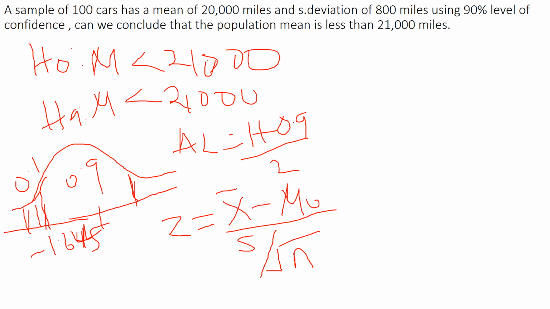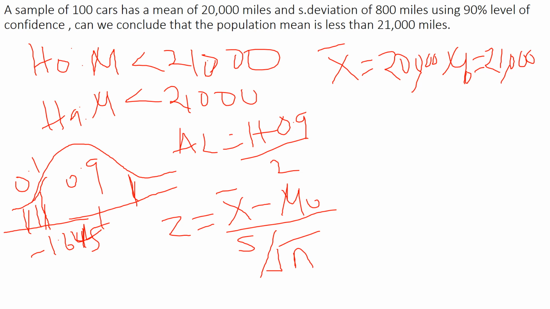So for us now, we can place these values in our formula, because from our question we know that our sample mean is equal to 20,000 miles, and our hypothesized mean is equal to 21,000 miles. The standard deviation we are given as 800 miles, and the sample size, which is our n, we are given as 100.